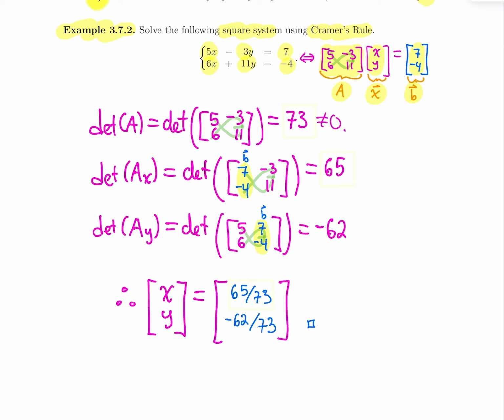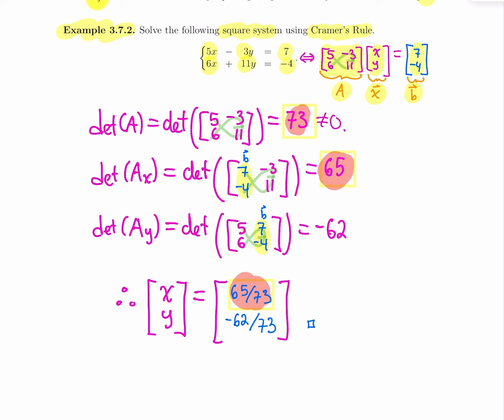Again, I must make that remark clear. If I was just looking for x, the x value of that unique solution, you could have simply computed det Ax and det A and computed that ratio, and then just given me that one number. But if you want both numbers in your unique solution, then you also have to do it for Ay.